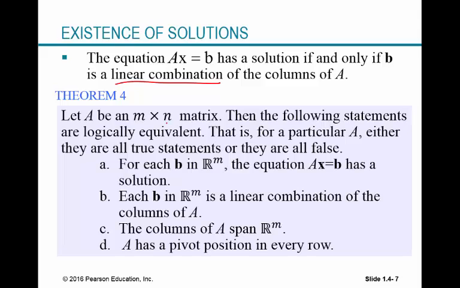All right, here's another theorem that says that each of these are equivalent, which means if one is true, then the others are true. But if one is false, then all the others are false. So it's all true or all false. So for each B in Rm, the equation Ax equals B has a solution. If that's true, then each B in Rm is a linear combination of the column vectors in A. And if that's true, the columns of A span all of Rm. And if that's true, then A has a pivot position in every row.